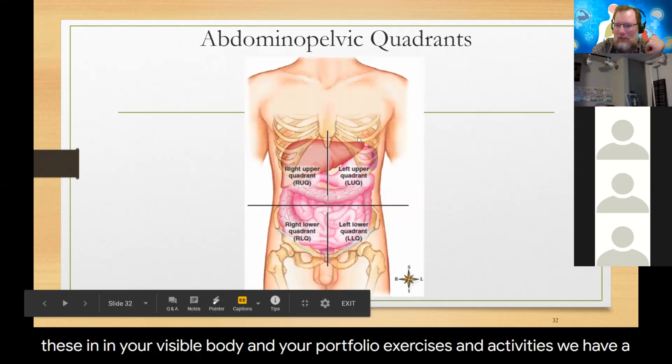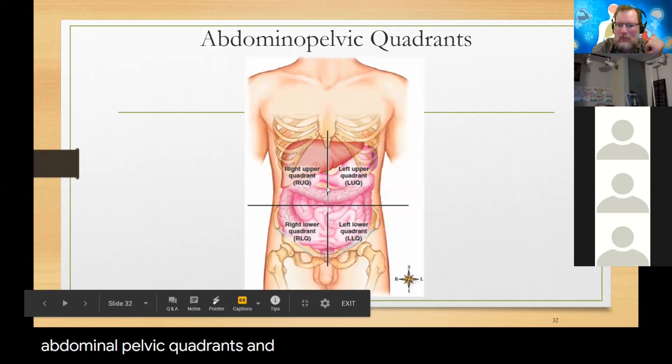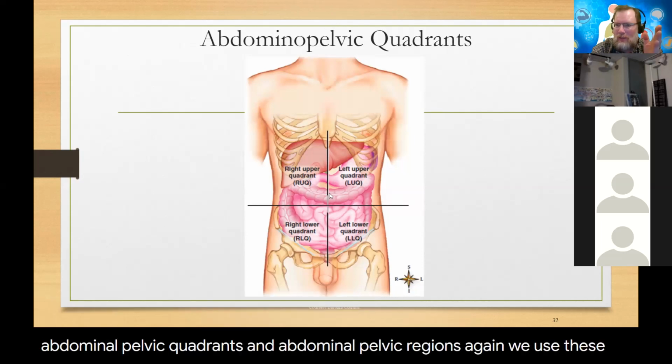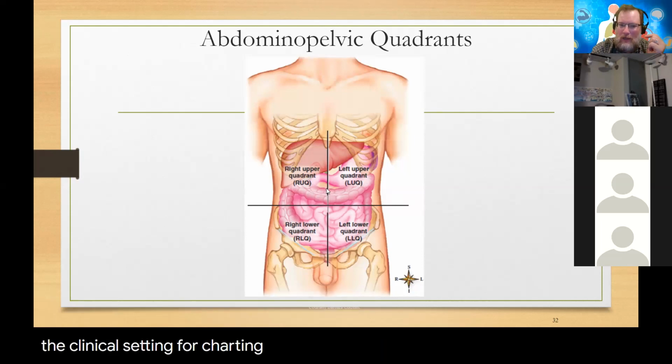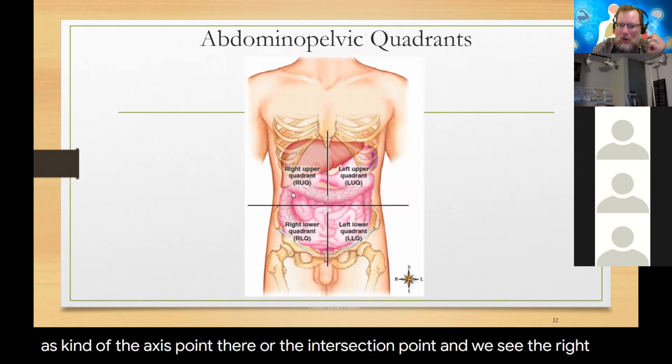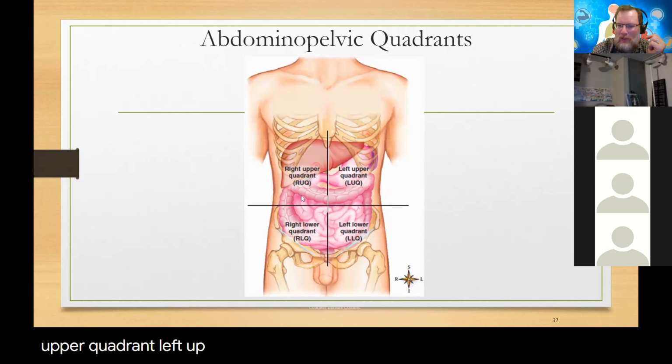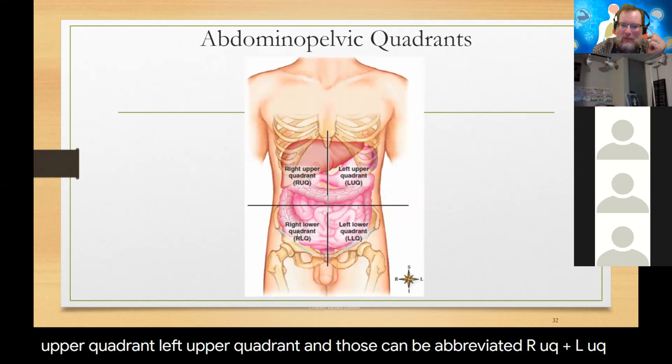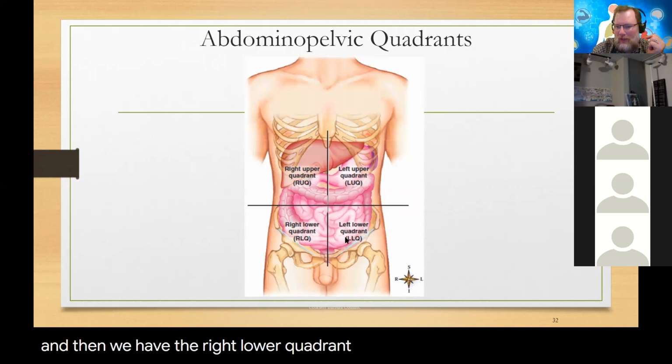We have abdominopelvic quadrants and abdominopelvic regions. Again, we use these in a clinical setting for charting. We use the belly button as the axis point, or the intersection point, and we see the right upper quadrant and left upper quadrant, and those can be abbreviated RUQ and LUQ. And then we have the right lower quadrant and the left lower quadrant. Again, we can abbreviate both.